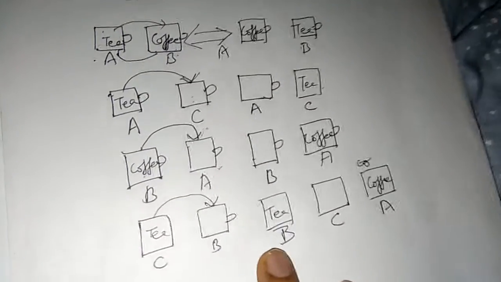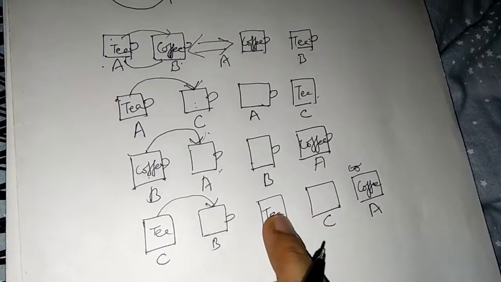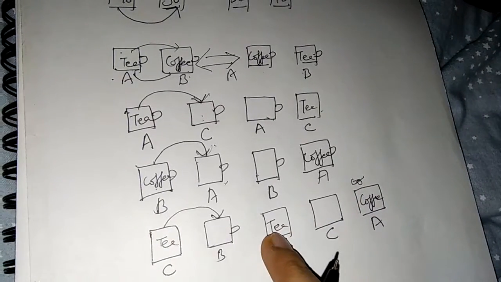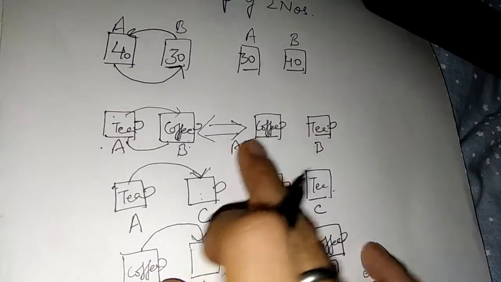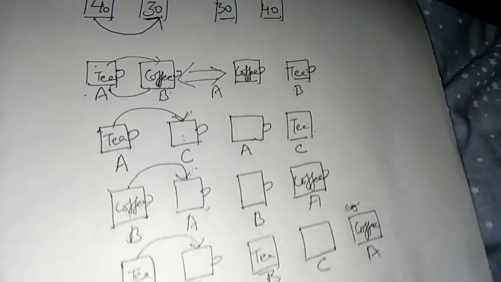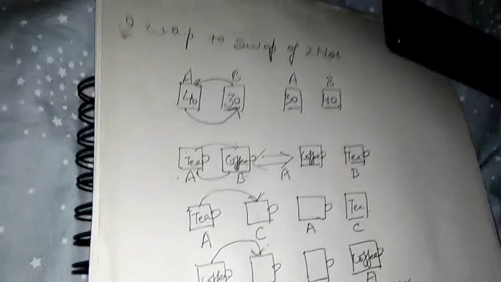So have you seen how, with the help of a third cup, I have exchanged their contents and got the expected result? A was tea and B was coffee, and now A has coffee and B has tea. Similarly, we can exchange the values using a third variable. So how will you write the program?